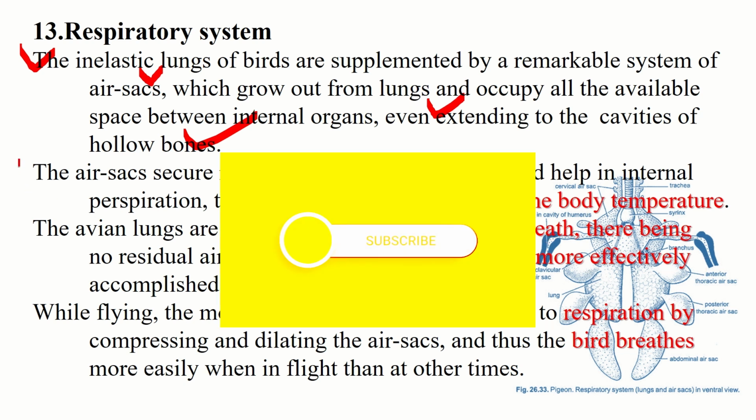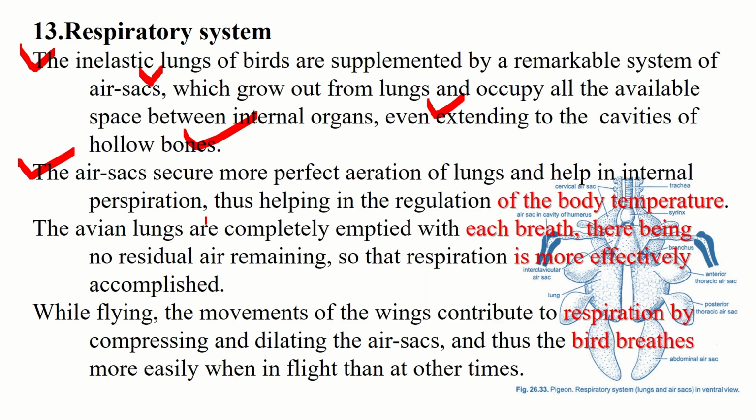The air sacs secure more perfect aeration of the lungs and help in internal respiration, thus helping in the regulation of body temperature. The avian lungs are completely emptied with each breath, with no residual air remaining, so respiration is more effectively accomplished. While flying, the movement of the wings contributes to respiration by compressing and dilating the air sacs, and thus the bird breathes more easily in flight than at other times.